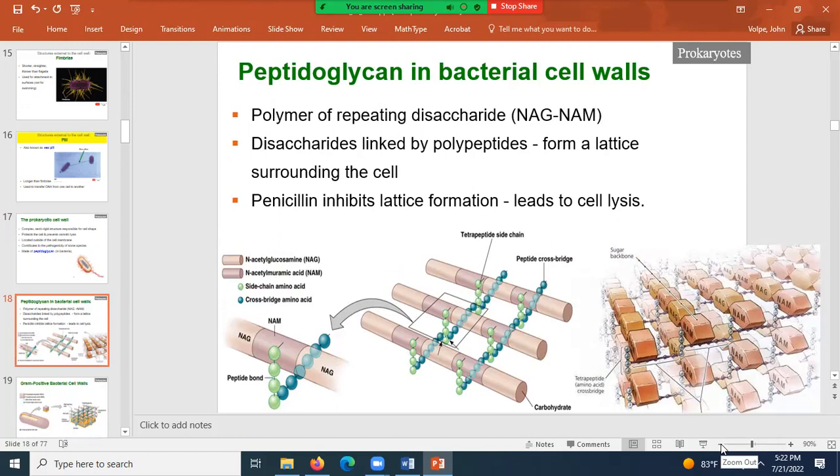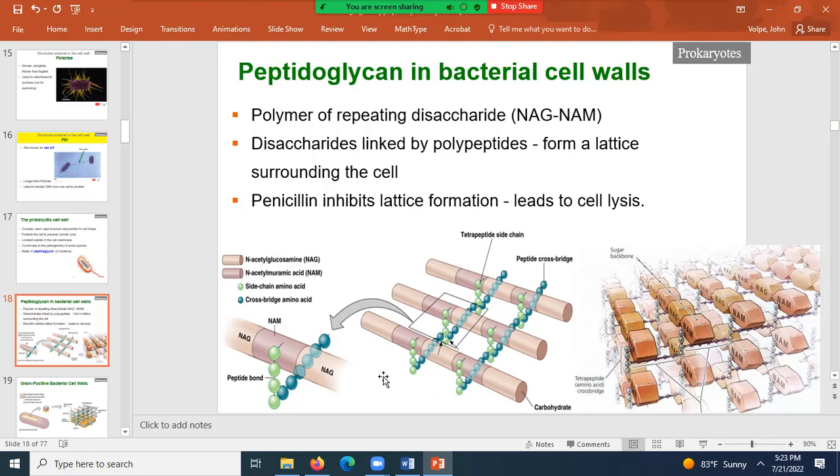Let's talk a little bit more about peptidoglycan. It's a polymer of a repeating disaccharide. A disaccharide is made up of two monosaccharides. The two monosaccharides are N-acetylglucosamine, or NAG, and N-acetylmuramic acid, or NAM. You can use either name to call it. What's making up peptidoglycan is NAG and NAM, which probably mean as much to you as N-acetylglucosamine.